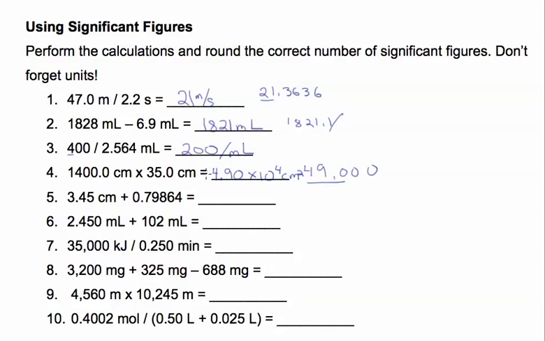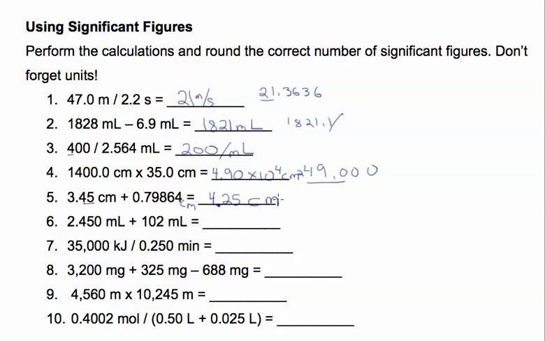In number 5, 3.45 plus 0.79. And you get 4.24864. And remember, it's addition, so we're counting decimal places, not significant figures. We have 2, we have 5, so we're going to round our answer to 2. So we get 4.25 because the 8 makes it round up. Pretend the units were on there. Centimeters.